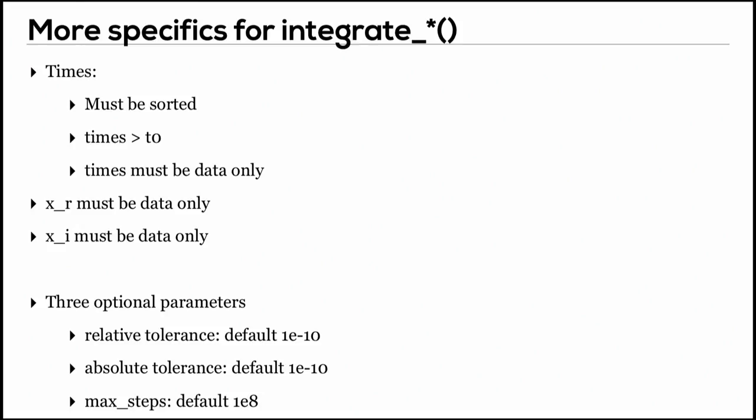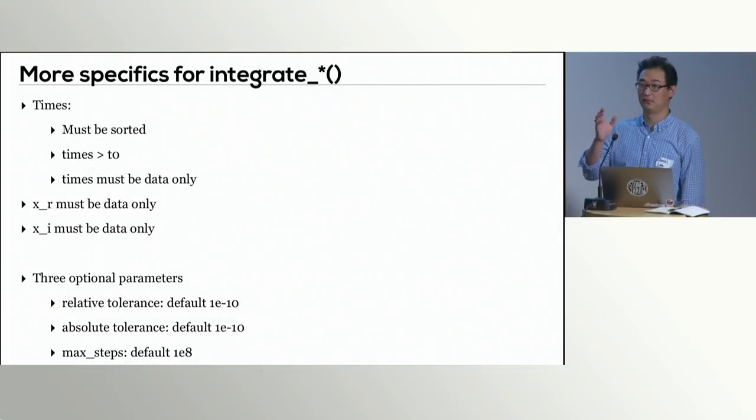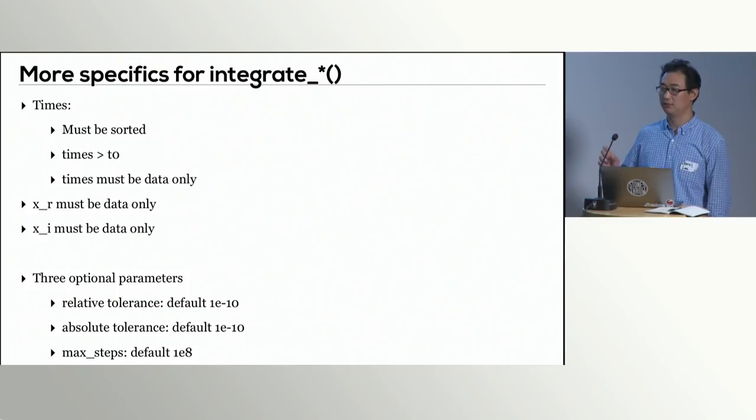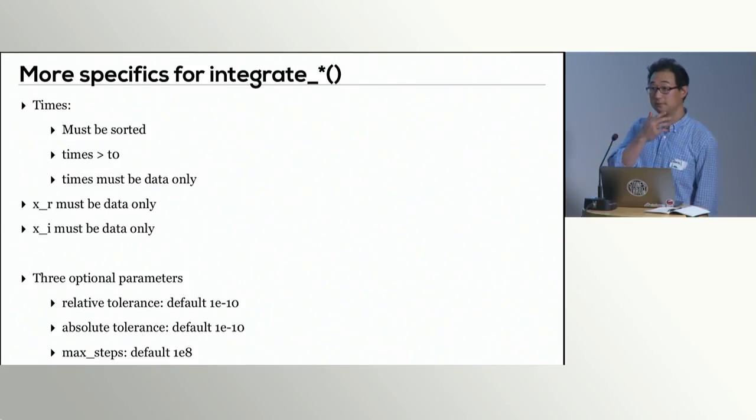What I didn't mention was that the times must be sorted. They have to come in order. So the first element of time has to be smaller than the second, third. I believe that they can't have duplicates right now. That might be something that we can relax later, but right now everything has to be strictly ordered. Yes? They have to be evenly spaced? No. Nothing about even spacing, it's just that the first value has to be smaller than the second.